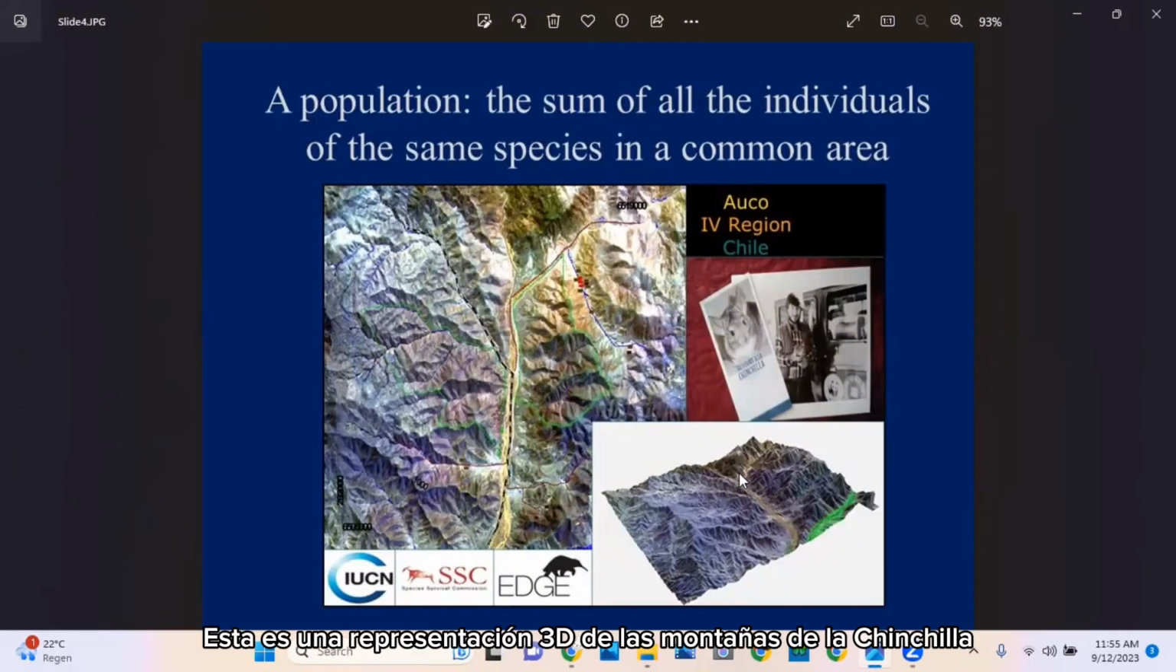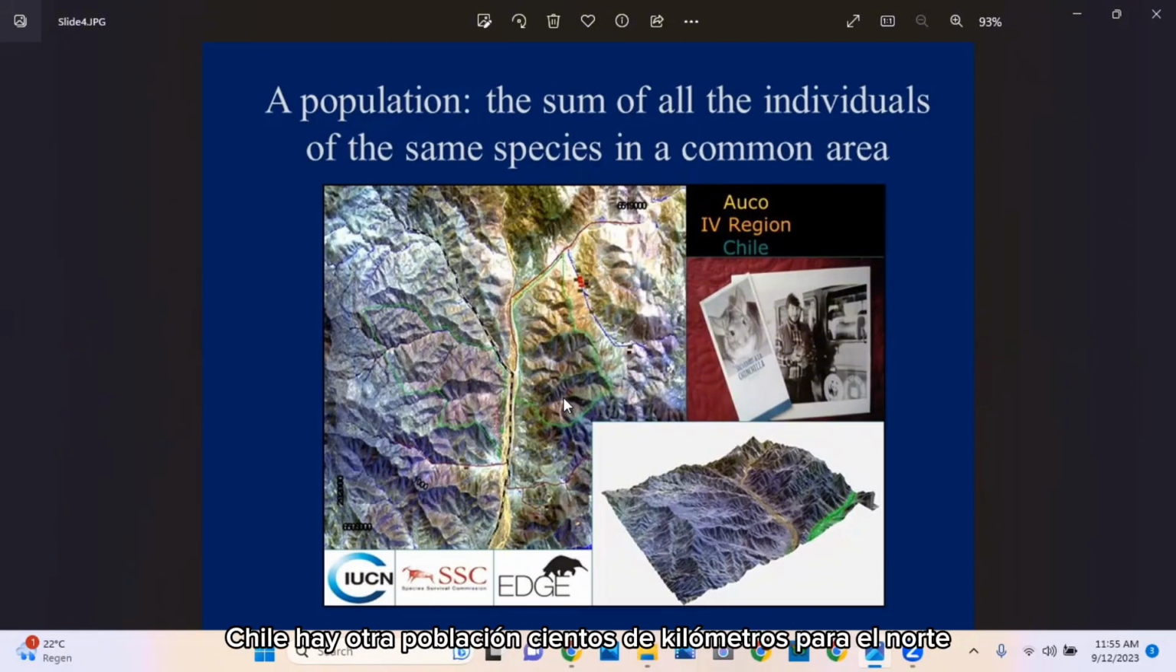This is a 3D representation of the mountains. The National Chinchilla Reserve is right here. And these animals, it's reasonable to think that an animal from over here could reach an animal over here because the area is not that big for breeding. So for genetic exchange between animals, that's how I define how a population should be. So for me, this is the population in Alcoa, Chile.